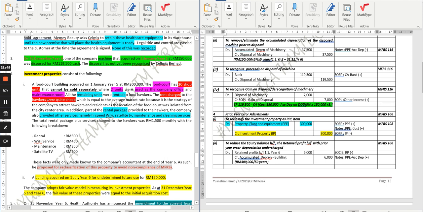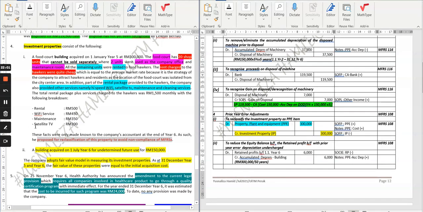If you can see this highlighter that I used red here, were quite cheap. So the total rental package plus service charged to the hawker was 1,500 monthly, and they have this breakdown. The breakdown was 500 for the rental, Wi-Fi service 450, maintenance 350, satellite TV 200, and the facts were only made known to the company's accountant at the end of year 6. Remember, year 6 is our reporting date. At the end of year 6, let's say 31st of December, year 6.